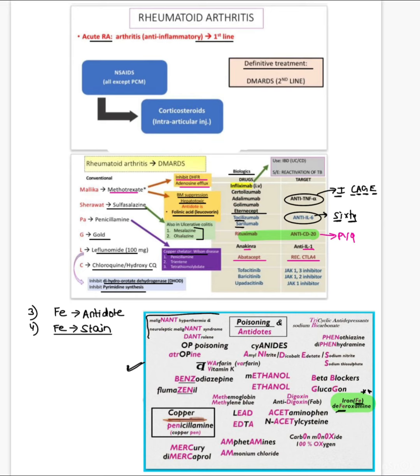Then the next question that can be asked, that is malignant hyperthermia, guys. That is your dantrolene. Then you have OP poisoning, guys, that is atropine.